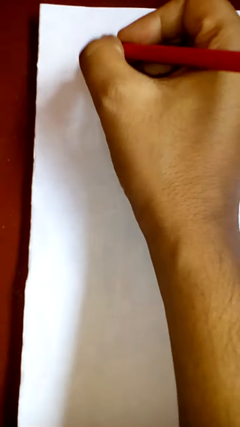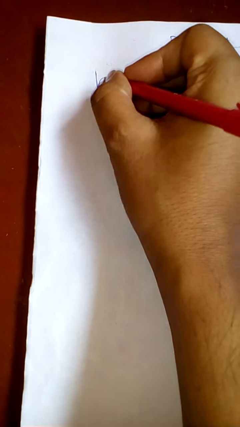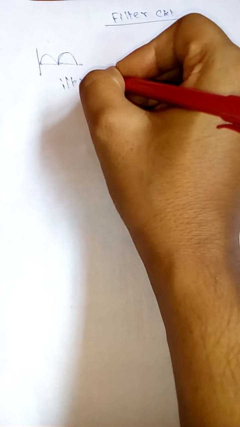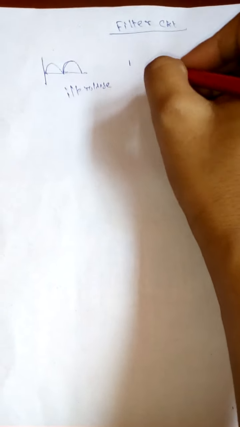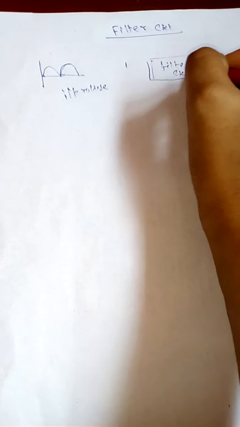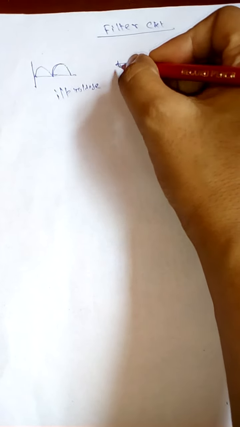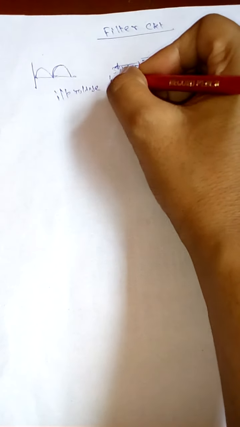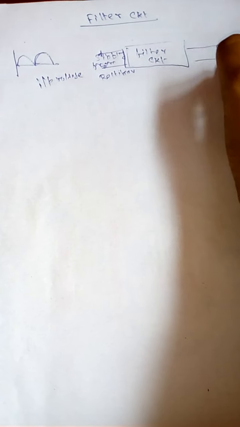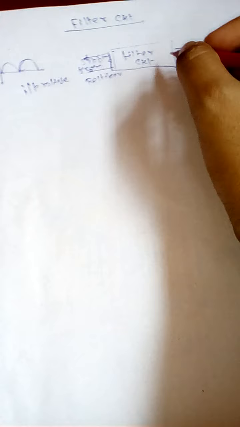So if we take a certain rectifier output, suppose this is the filter circuit. Here we take the supply from the rectifier, and at the output we connect the load, and from the load we take the output. Suppose this is the output voltage VL.